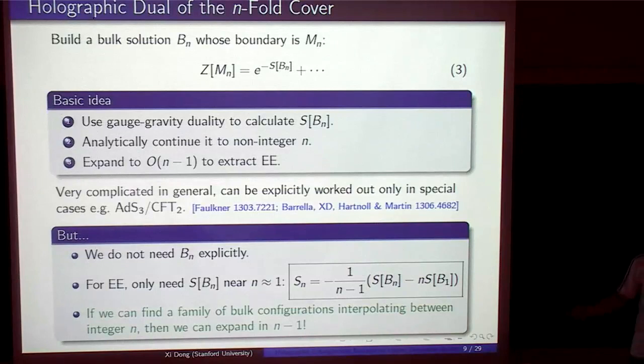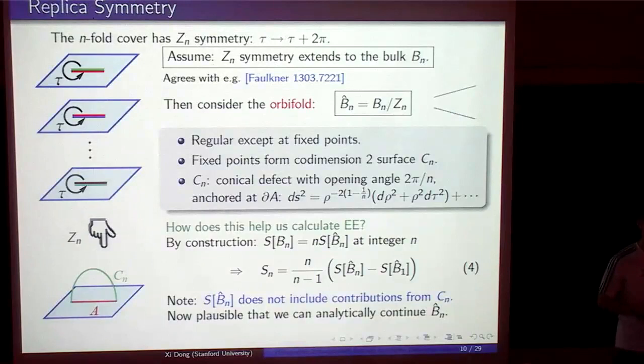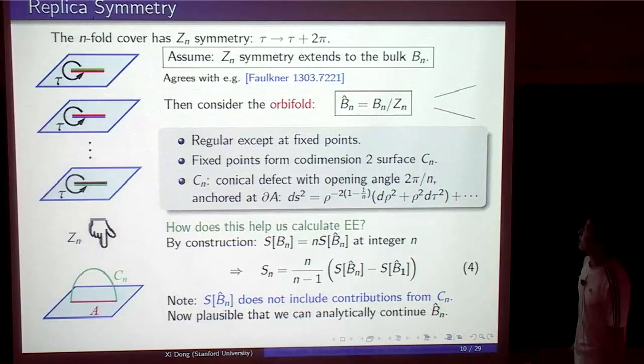There is another assumption which I haven't mentioned, which is the replica symmetry. So in order to proceed, we need to make an assumption about the bulk geometry. It is a fact that the n-fold cover, the boundary side, has a Z_n symmetry, which just cyclically permutes the n copies. So tau goes to tau plus 2 pi. It is an assumption that this Z_n symmetry is not spontaneously broken in the bulk, so the bulk geometry also has the symmetry. I think right now it agrees with particular calculations. It's not clear how generally this assumption will hold.